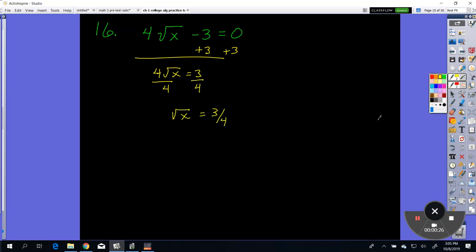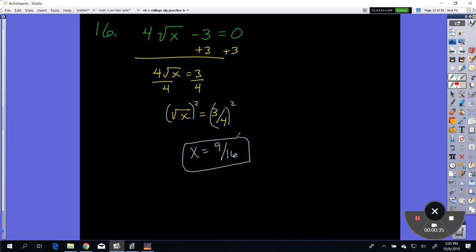So now to get rid of the square root, we're just going to square each side. So 3 squared is 9, 4 squared is 16, and that's my answer.